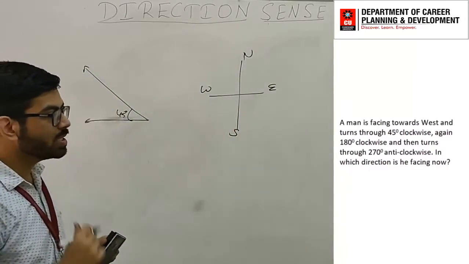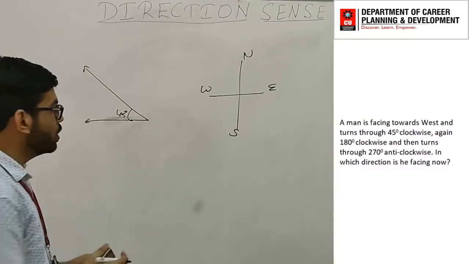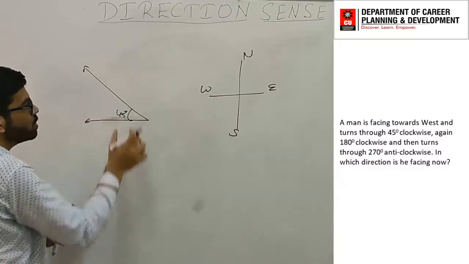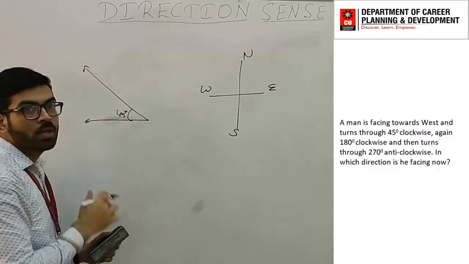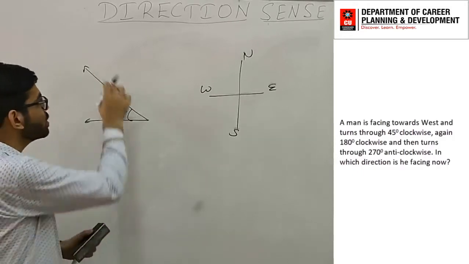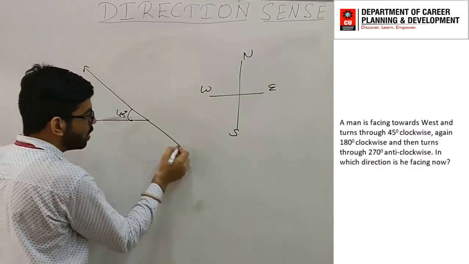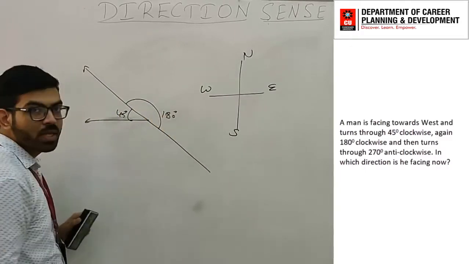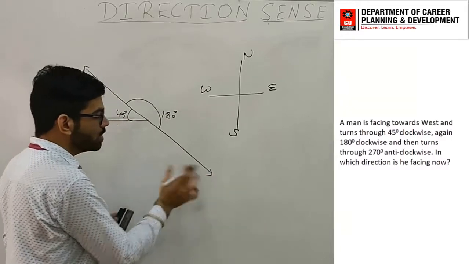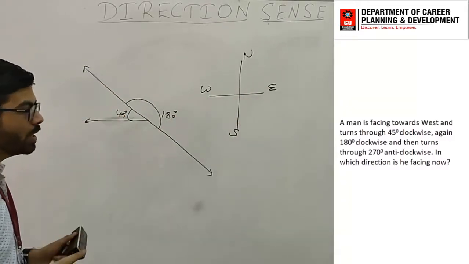Next part of the question says again 180 degree clockwise. So from this point, now this one is your base. You have to construct the next angle with respect to this baseline. 180 degree clockwise means from this direction to clockwise means this direction, and 180 is the opposite of this number. That means this angle is your 180 degree. Now he is facing towards this cardinal direction, which is your southeast. Move to the next line.